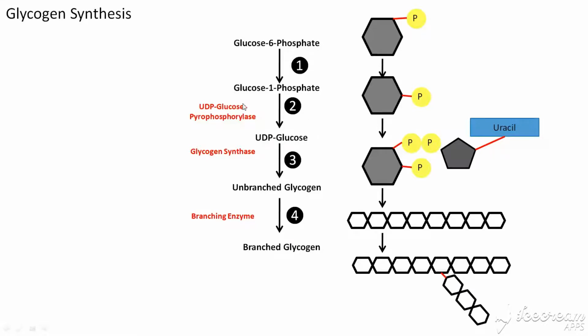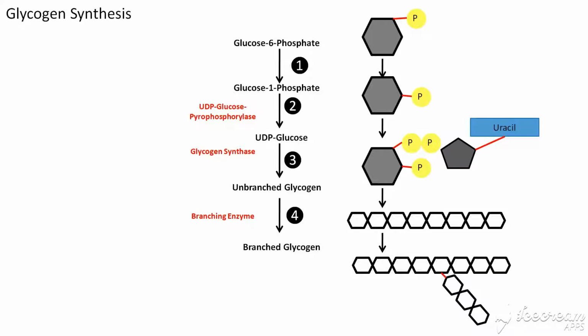The next step in glycogen synthesis is the conversion of glucose 1-phosphate into something called UDP glucose. This is catalyzed by the enzyme UDP glucose pyrophosphorylase. What happens here is that we add a UDP molecule onto the glucose 1-phosphate. This right here is the UDP molecule, and this is the glucose 1-phosphate, and we just put them together. The UDP that is added is the same UDP that is used in RNA synthesis.